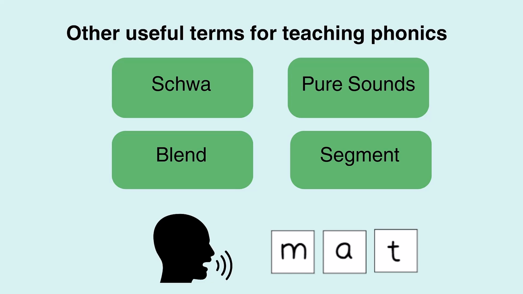Blend means to combine the sounds or phonemes represented by letters or graphemes to pronounce or form a word, also known as sounding out. For example, a, t makes mat. Segment is breaking or separating a word into sounds. Mat is a, t, or into smaller parts, fan, tas, tick, or bed, time.